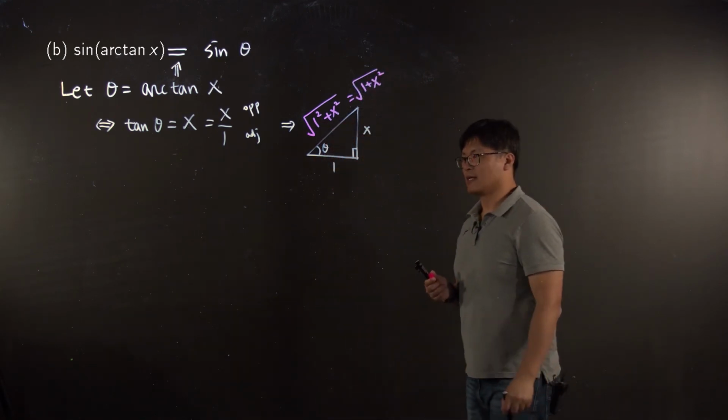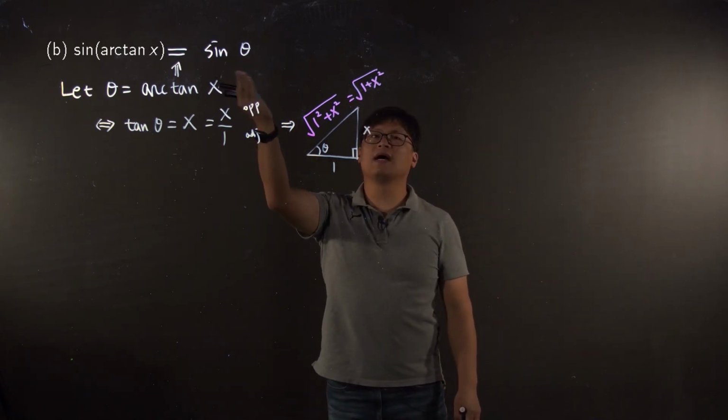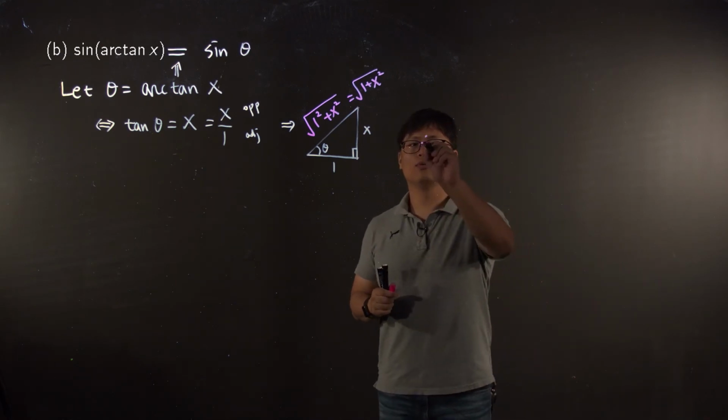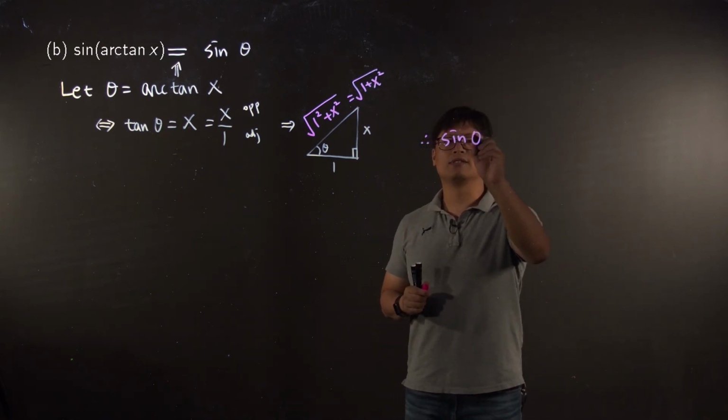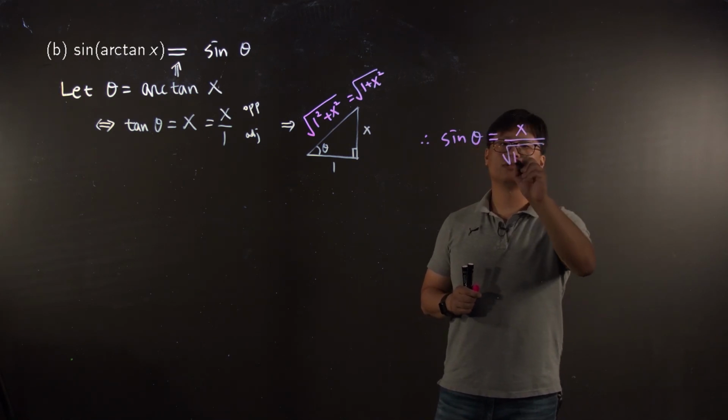Is that clear? Then okay, let me come back to the problem, okay? We would love to find sine theta of this triangle. So your answer: sine theta is equal to opposite over hypotenuse.